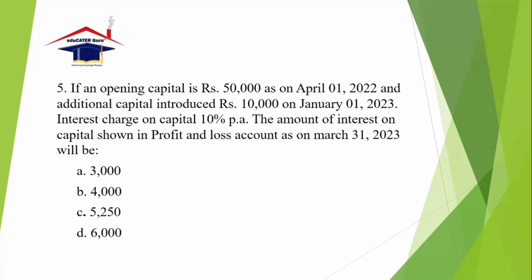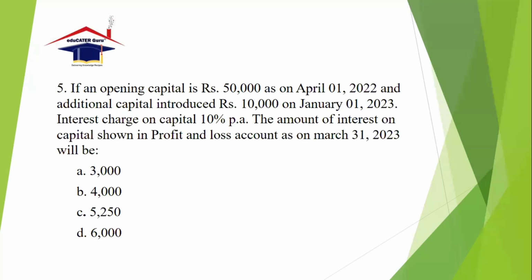Coming to the next question. If an opening capital is rupees 50,000 as on April 1, 2022 and additional capital introduced is rupees 10,000 on January 1st, 2023. Interest rate on the capital is 10% per annum. The amount of interest on capital shown in the profit and loss account as on March 31, 2023 will be, that you'll have to find out. They have given options like 3,000, 4,000, 5,250, and 6,000.